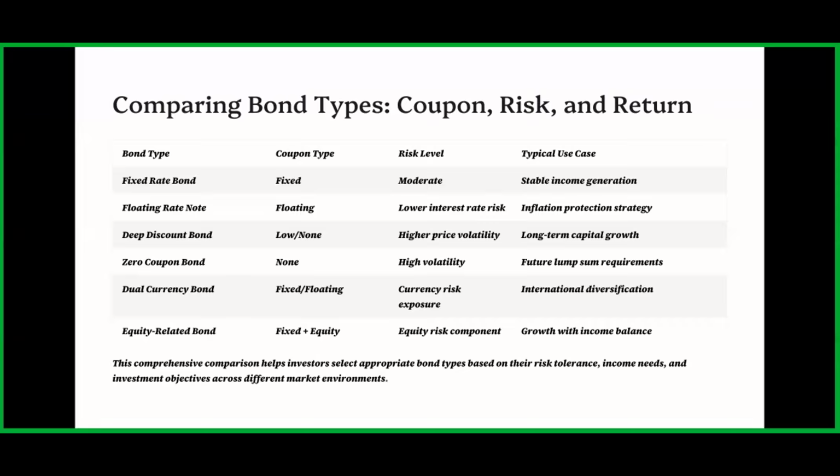In zero coupon bonds, there is a future lump sum requirement, because we know that at maturity, it is a zero coupon. That means no coupon payment in between. You receive the amount at the maturity time, at the maturity date. Next one is the dual currency bond.